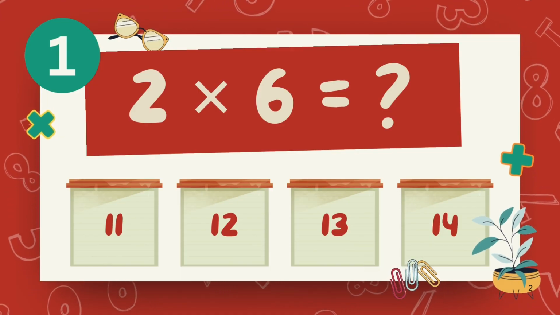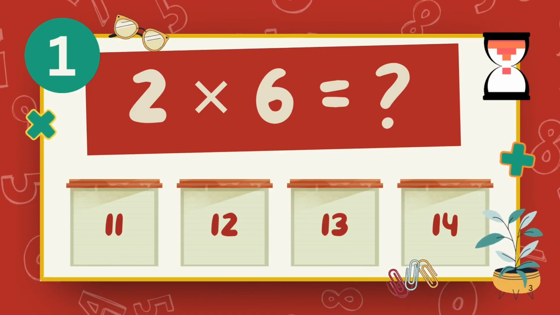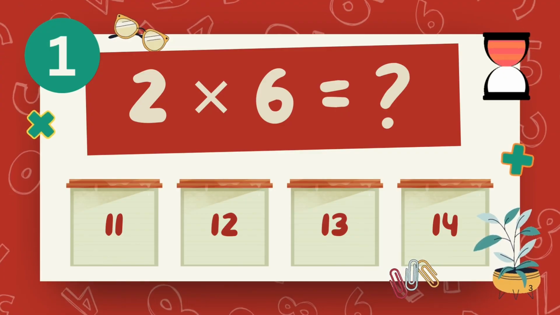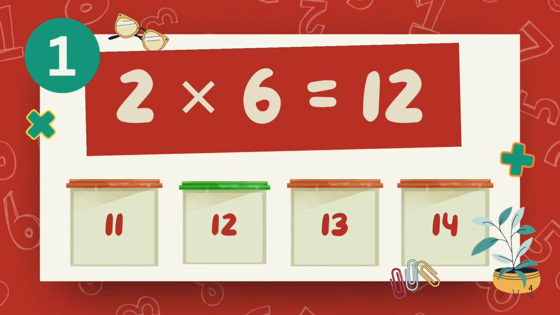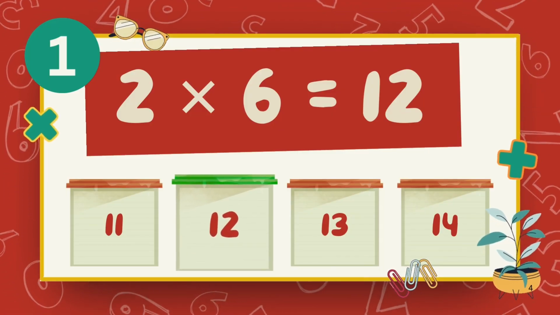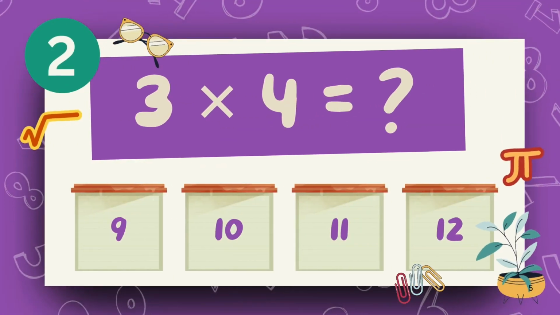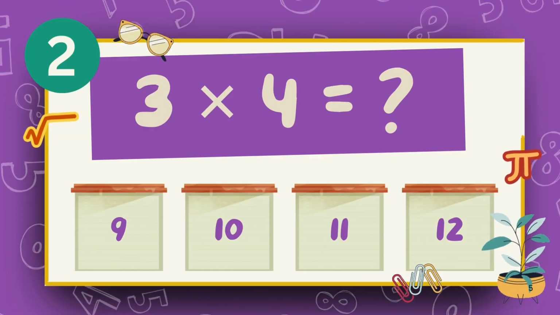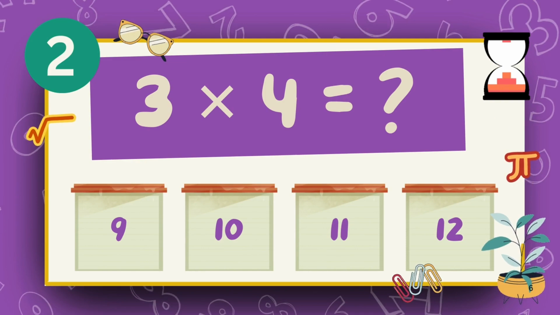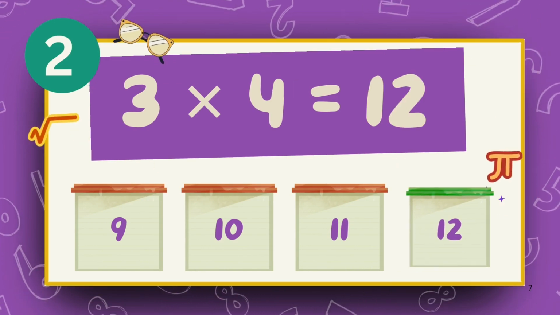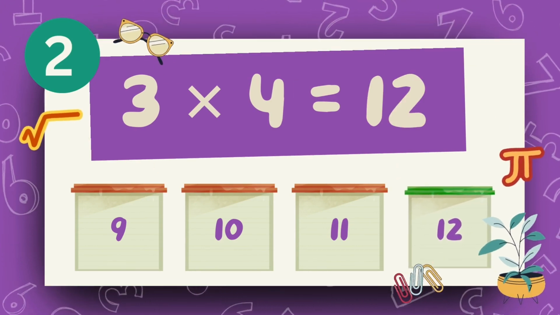What is 2 multiply 6? The answer is 12. What is 3 multiply 4? The answer is 12.